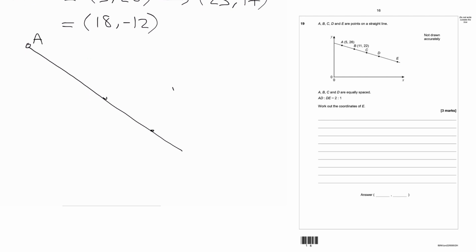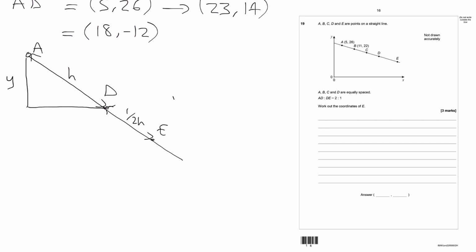So we have A, we have our D, we have our E. What we have here, we have half h here, and we have h here. So we have our change in y, and we have our change in x. Likewise, going from D to E, we have a change in y and a change in x.